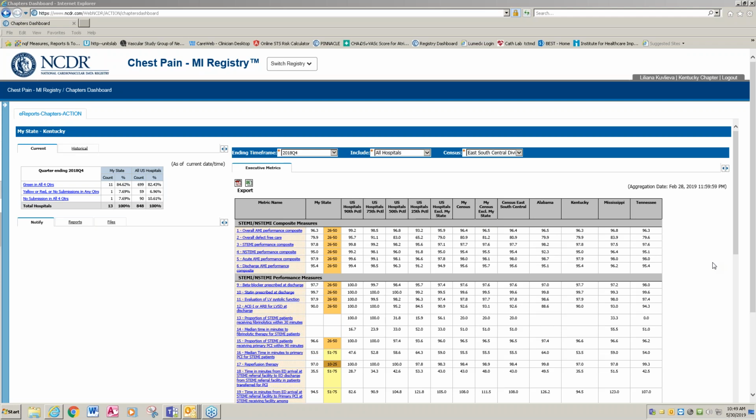Yeah, I think this is a perfect idea because I know that they have a lot of work on chest pain MI, using the chest pain MI data for their statewide STEMI care. So I think this will be excellent, Dr. Ziada.